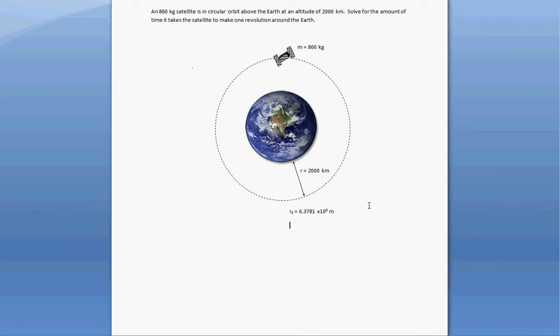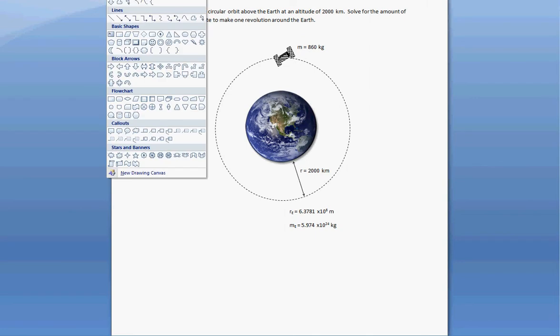We're also going to need the mass of the Earth later on, so we might as well get that now. The mass of the Earth is equal to 5.974 times 10 to the 24th kilograms. Alright, so the first thing we're going to do after this is get our force diagram.